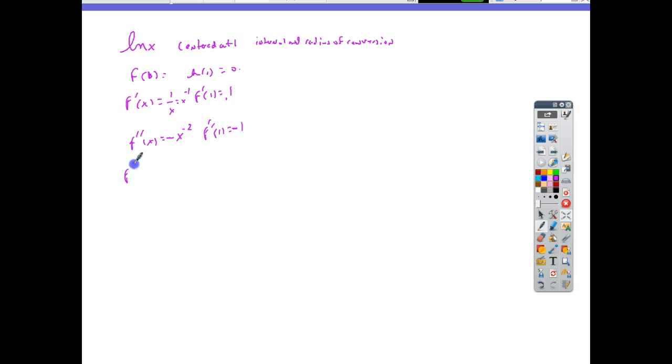Well, watch the next one. See the next one? Then I'm going to get 2x to the negative 3. So this is going to be what? 2, right? The x part's going to be 1. Make sense?